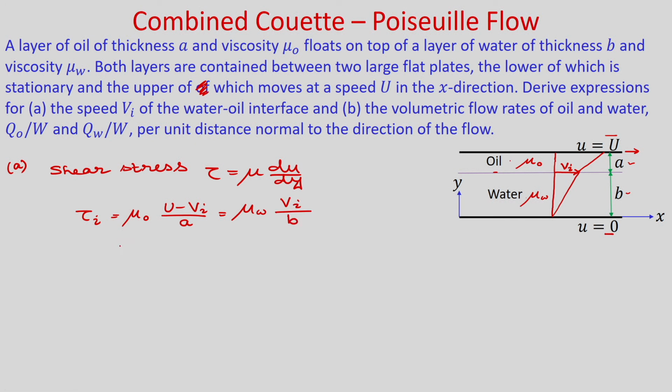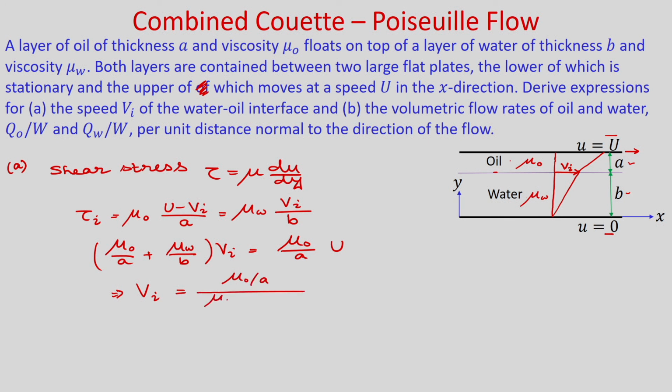Okay. So, from here if you take V I on the left hand side, then you will get (mu O by A plus mu W by B) into V I is equal to mu O by A into U. So, from here you will be able to find the velocity V I as mu O by A divided by (mu O by A plus mu W by B) into U. So, this is the interface velocity.